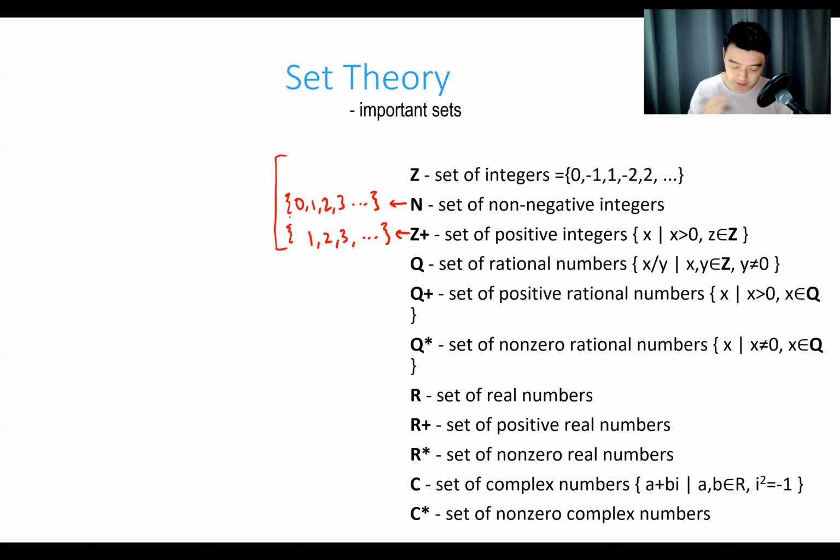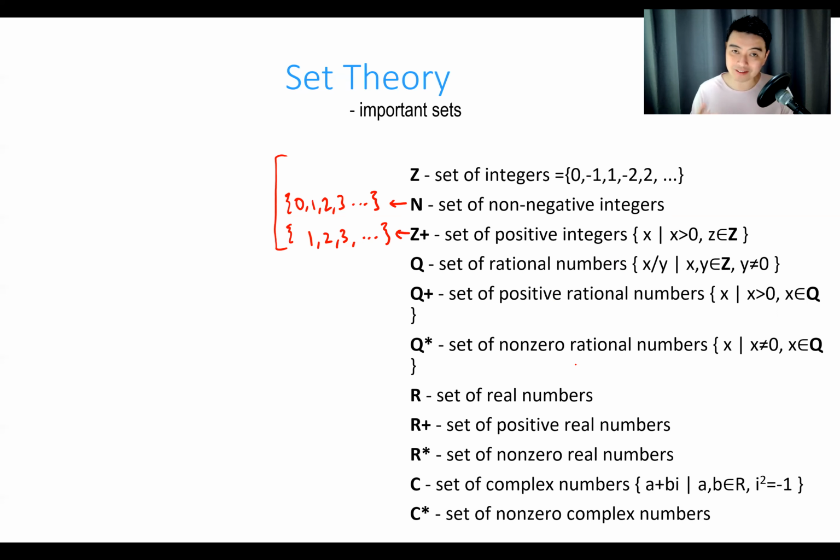So a rational number is a number that we can write in the form of x divided by y, where y is not 0 and both x and y are integers. Okay, so we also have the set of positive rational numbers and the set of non-zero rational numbers. So try to remember that. We also have a set of real numbers. A set of real numbers are just any numbers that you can think of. We have the positive real numbers and we have the non-zero real numbers as well. Those are represented by R plus and R star respectively.